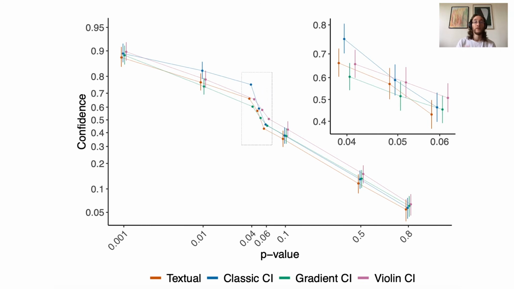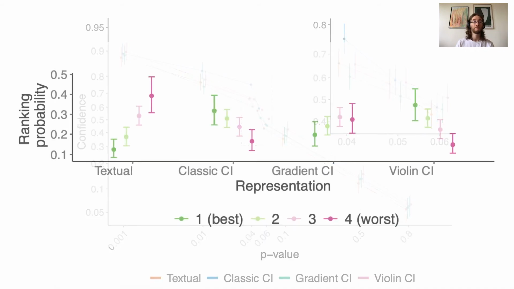However, looking at both the zoomed-in version and the figure as a whole, it would seem that both the gradient CI and the violin CI are less cliffy. They are closer to a straight line than the other 2 conditions. Surprisingly, and contrary to other past findings, classical confidence intervals are very cliffy, even more so than textual p-values, which we didn't expect at all.